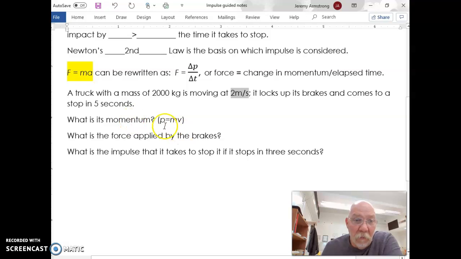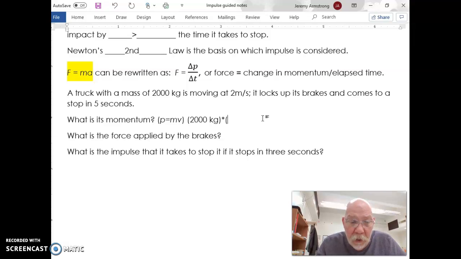So let's calculate some things. What's its momentum? P equals mv. M is what? Right. 2,000 kilograms times velocity, which is 2 meters per second. This equals what? What's 2,000 times 2? 4,000 kilogram meters per second. I hope you see how that happened. If you don't, back up the video and watch it again.